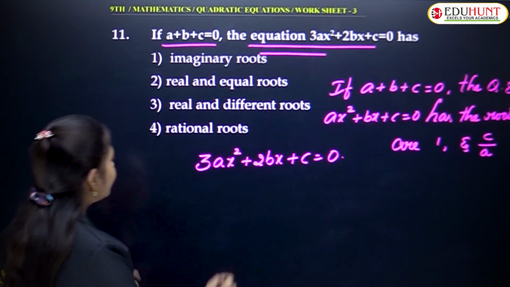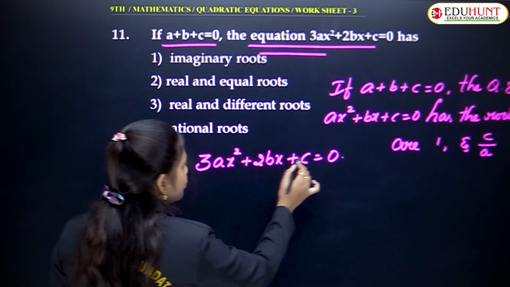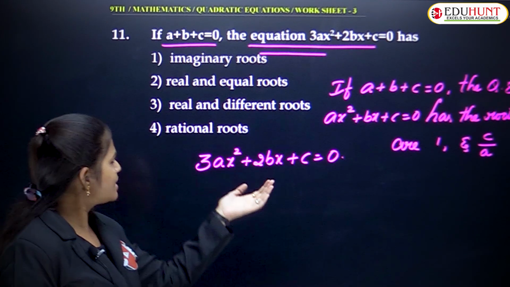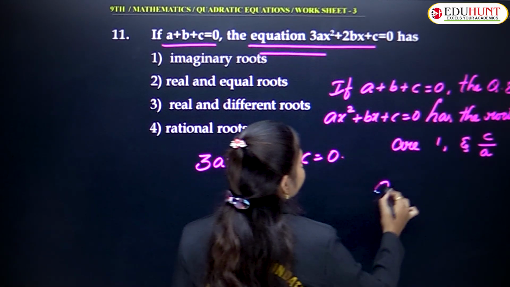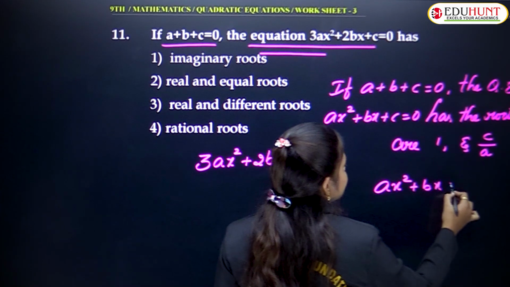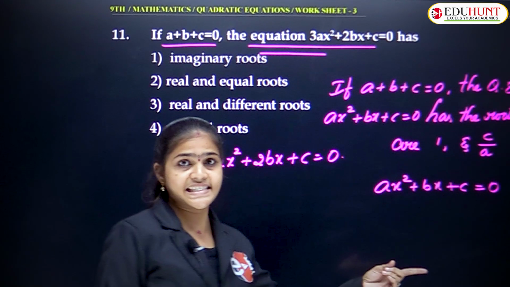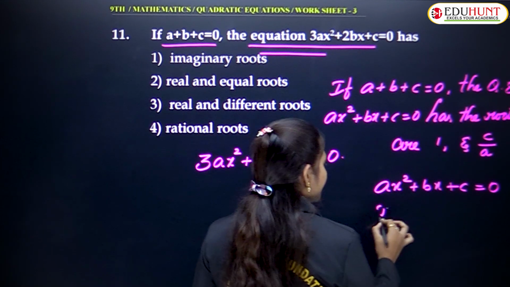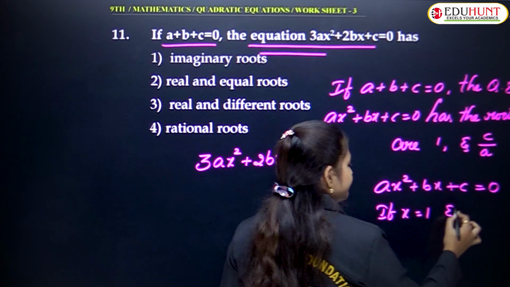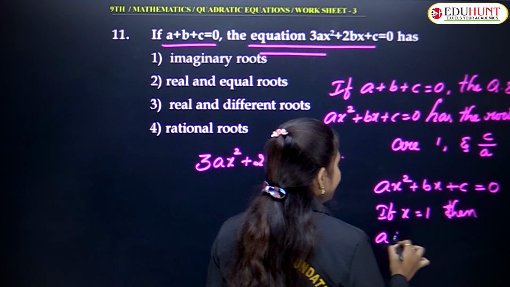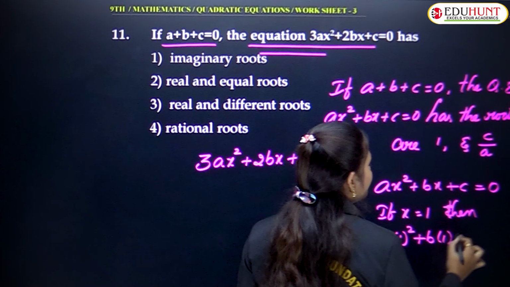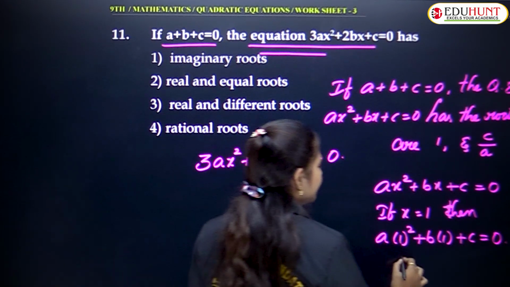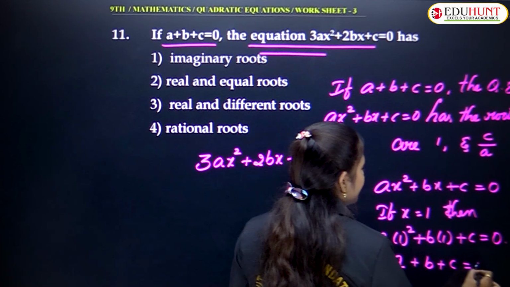First, look at 3ax square plus 2bx plus c is equal to 0. Why, madam, is one of the roots 1? Just by observing, we can say this. In ax square plus bx plus c is equal to 0, when can we say that a plus b plus c is equal to 0? If you substitute x is equal to 1, then a into 1 square plus b into 1 plus c is equal to 0. I just substituted x is equal to 1. Then what do we get? a plus b plus c is equal to 0.